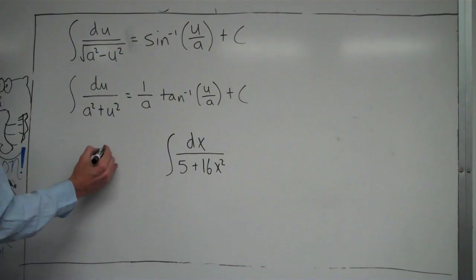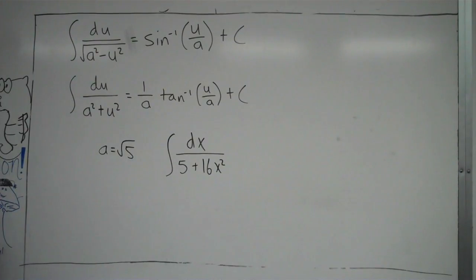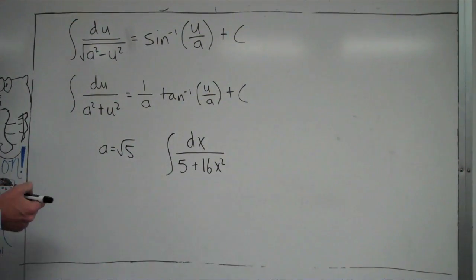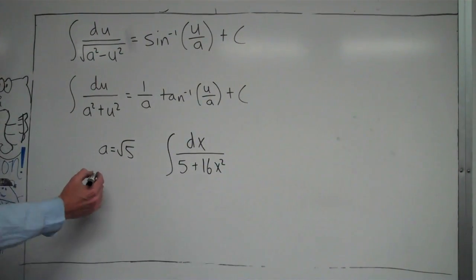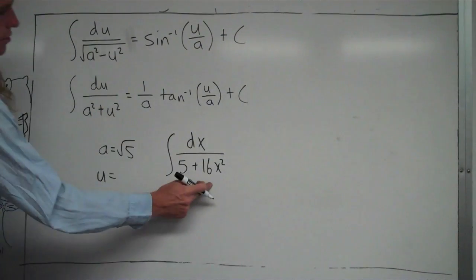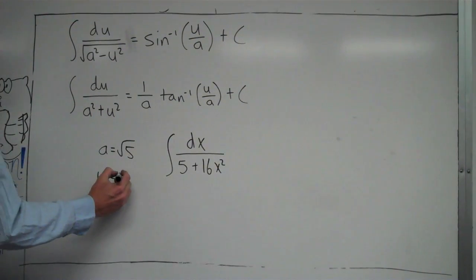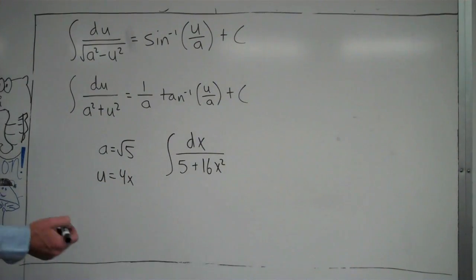So that means that a would be equal to square root of 5. Again, a squared is equal to 5, so that means that a is equal to square root of 5, because if you square root 5, you get 5, okay? And u is equal to, okay, so u squared is equal to 16x squared, so that means u would be equal to 4x, because if I squared that, I would get 16x squared.